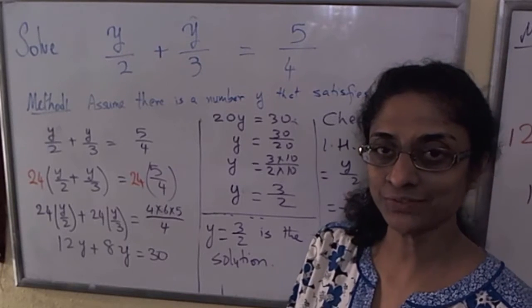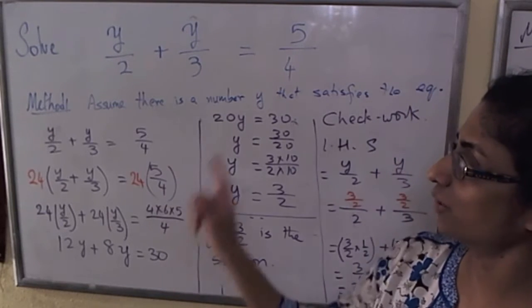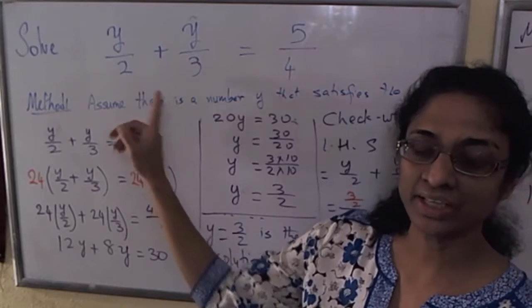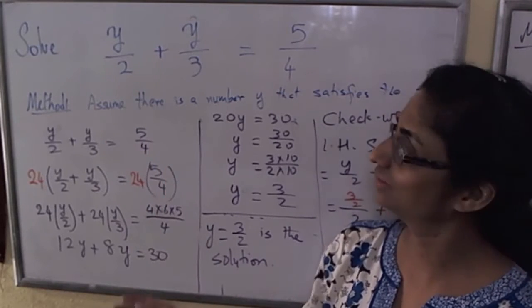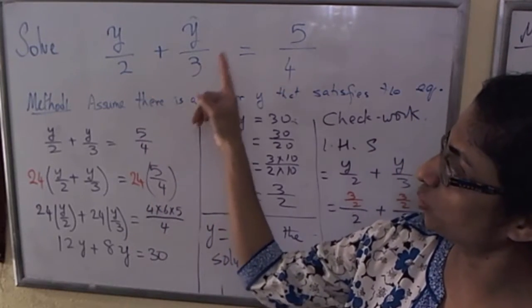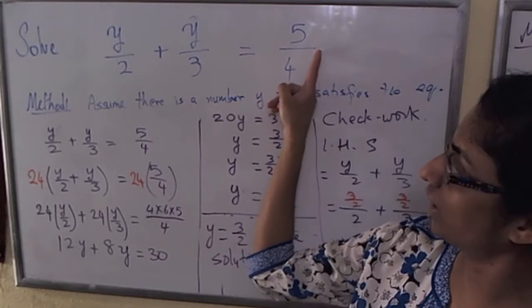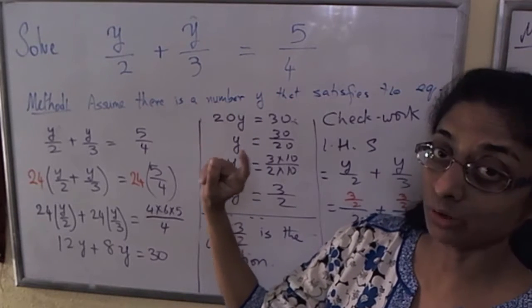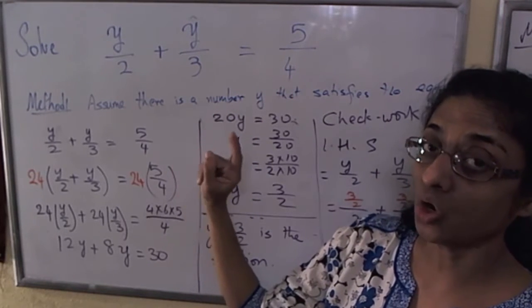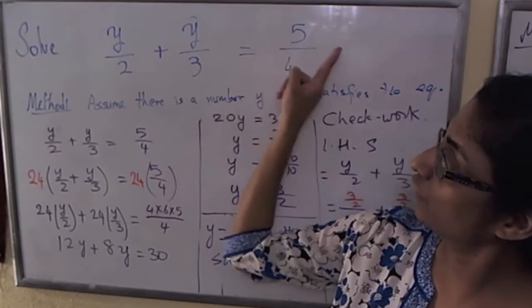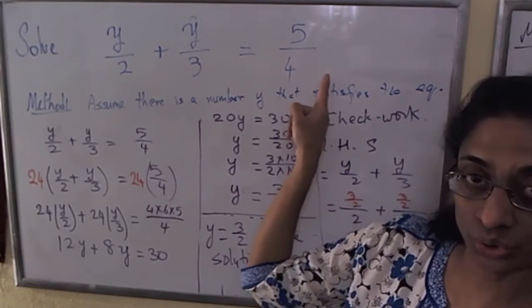Hi, in this video, let's discuss how to solve this equation and also the correct write-up style. y/2 + y/3 = 5/4. So solve an equation means find all numbers y for which this equation is true.